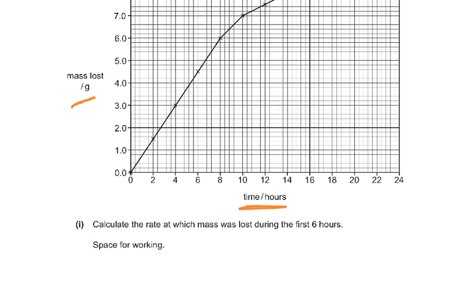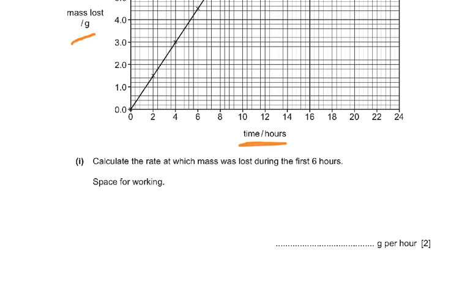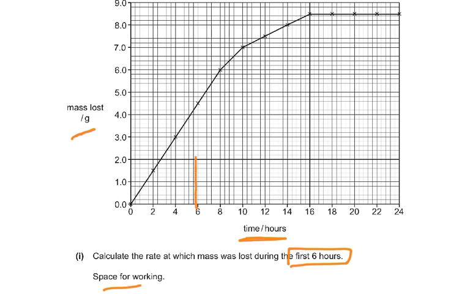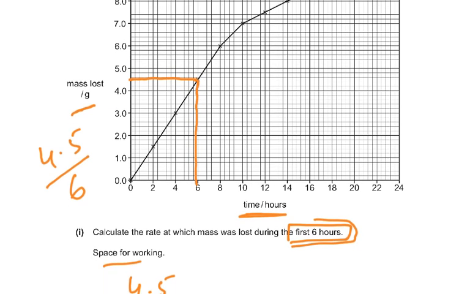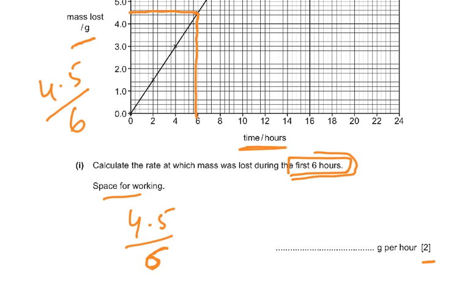Now calculate the rate at which the mass was lost during the first 6 hours. You've got the space for working and the units have been written for you. How are you going to calculate this? 4.5 divided by 6. Why did we do that? We look at the end of 6 hours. Read this off. It's 4.5. So 4.5 divided by 6. Why? Because this was 6 hours. So 4.5 divided by 6, and the answer would be 0.75.